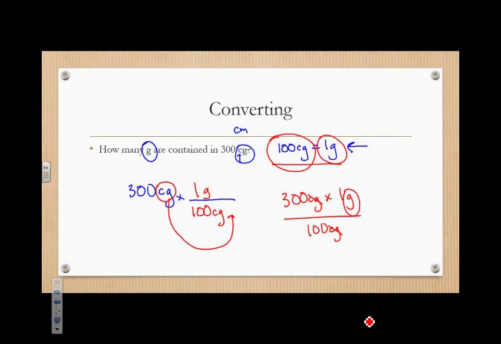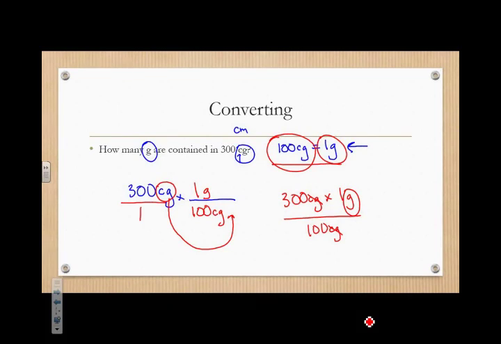Sometimes people also like to write the measurement that they've been given, this 300 centigrams, over 1, because that makes it clear to them, oh yeah, I'm not putting anything else down there. So that may be a placeholder that you want to use.